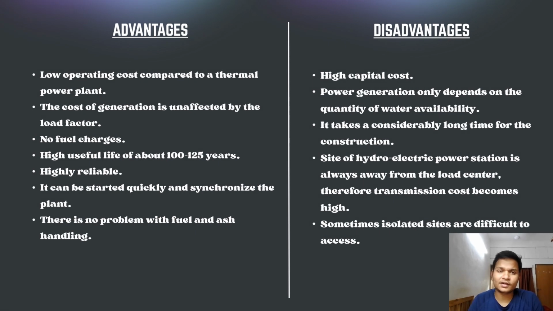Advantages and disadvantages of hydroelectric power plants. Advantages: low operating cost compared to the thermal power plant. The cost of generation is unaffected by the load factor. No fuel charges. High useful life of about 100 to 125 years. Highly reliable. It can be started quickly and synchronized with the plant. There is no problem with fuel and ash handling.